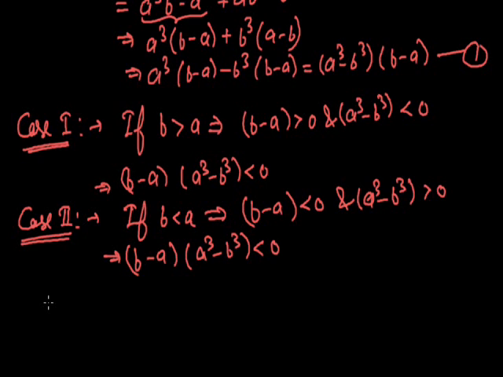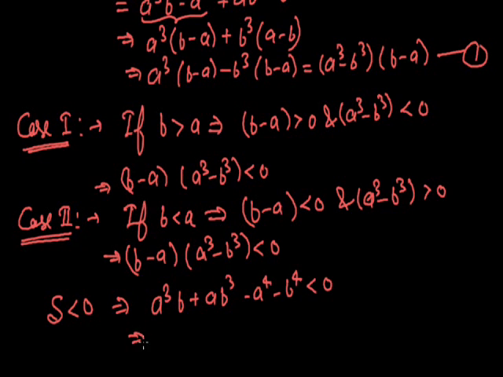Now in a third case, if we take B equal to A, we cannot take this case as it is given in the question that B and A are distinct reals. So from both the cases we have that A cube minus B cube into B minus A is less than 0, or S is less than 0. That means A cube B plus AB cube minus A raised to power 4 minus B raised to power 4 is less than 0, or A cube B plus AB cube is less than A raised to power 4 plus B raised to power 4. That is our answer. Next, question number 2.